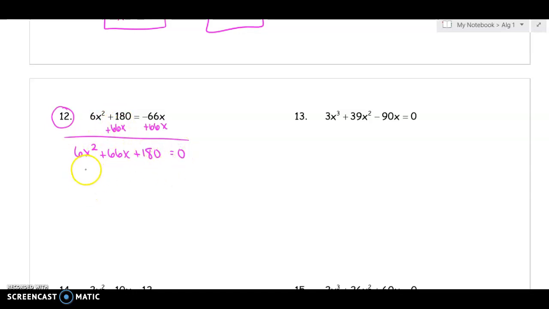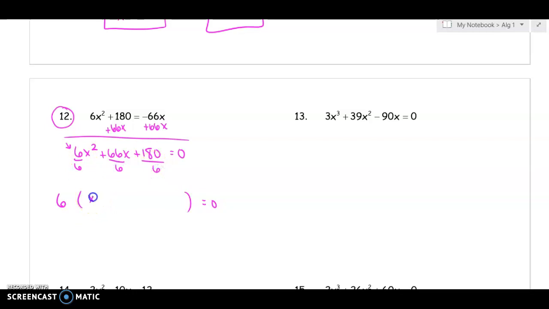All right. After that, it's GCF. They don't all have an x in common, but if we look at 6, 66, and 180, usually the GCF is that number, and it is. All three of those numbers can be divided by 6. So 6 is going to be our GCF. Divide each of them by 6.